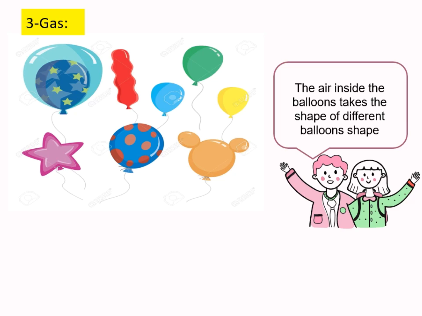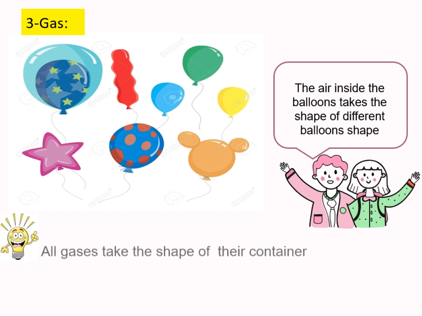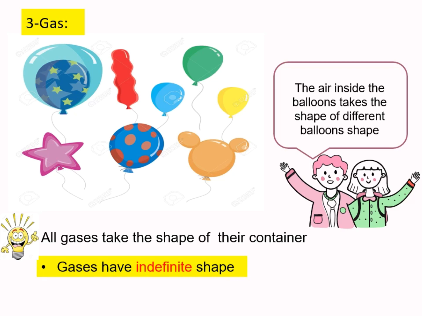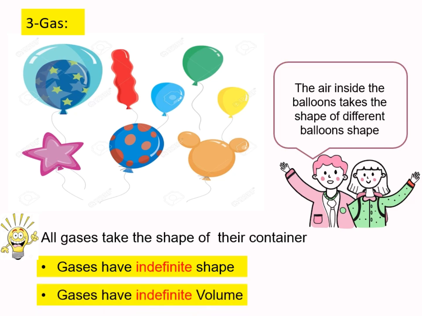So I can say that gases take the shape of their container. That means gases have indefinite shape. Now, what about their volume? Is the space taken by the star balloon the same as the space taken up by that long one or the round one? Well, obviously they don't have the same volume. They are different. So also gases have indefinite volume.